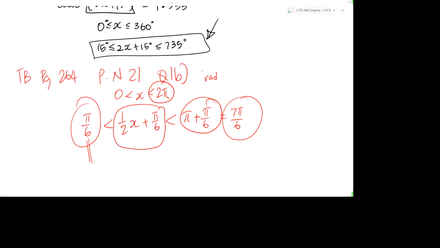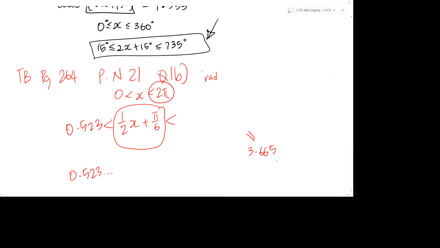You're in radian, you stick to radian. Type in your calculator, pi over 6. 0.523 blah blah blah. Okay, what about this value over here? 7 pi over 6. 3.6651. Okay, then just leave it like this, okay? So in other words, our range is now rewritten as 0.523, and on the other side we've got 3.665. Yeah, it's not a big range, numerically wise.